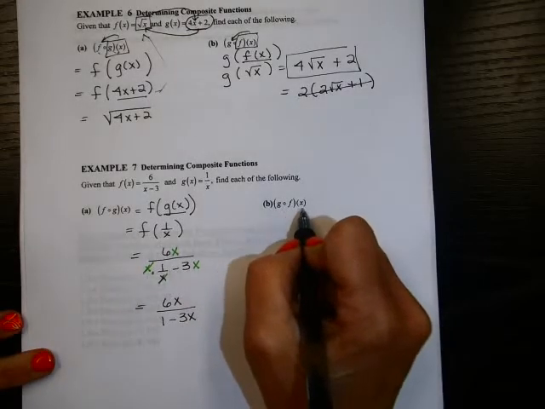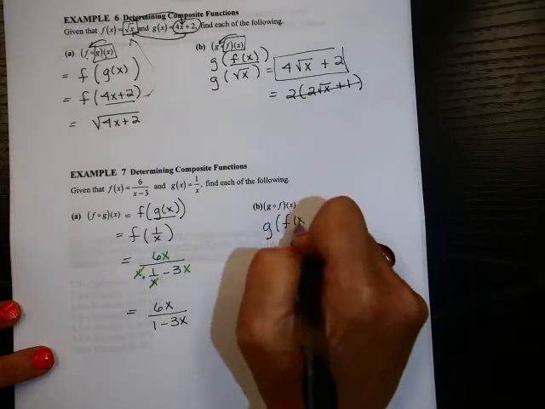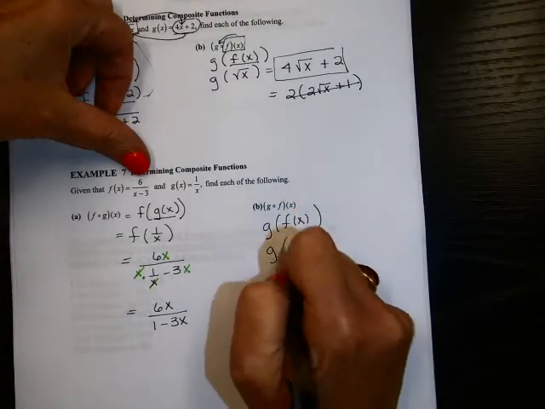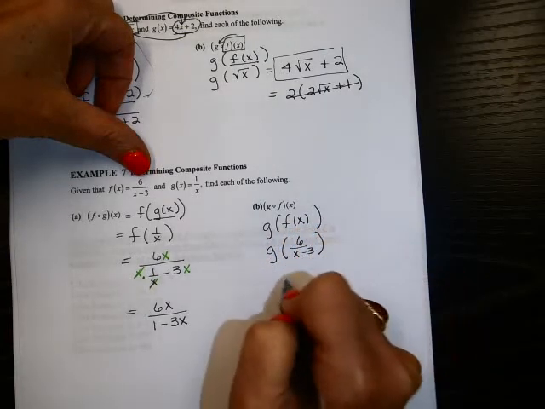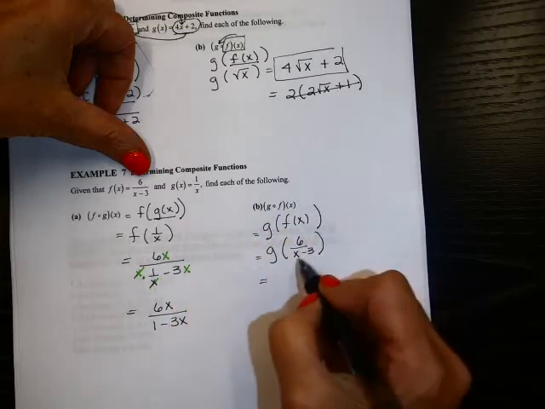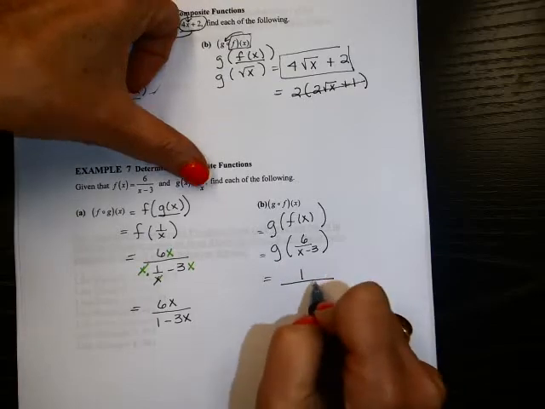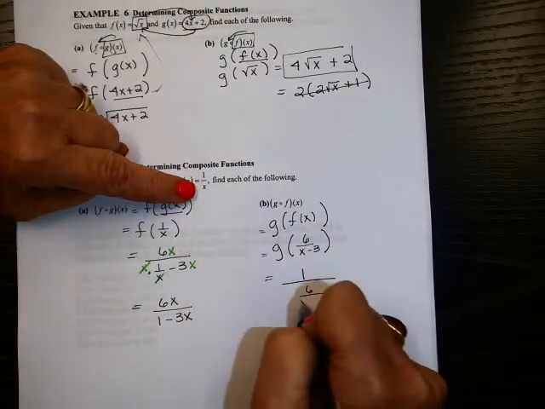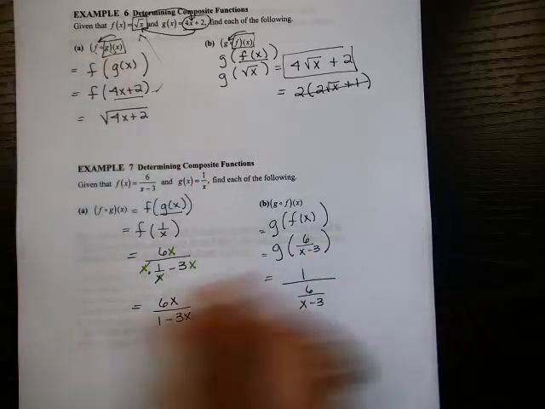On g of f of x, we're taking g of whatever f of x is. So we're taking g, f of x is 6 over x minus 3. So we're going to put that inside of g. In place of the x right here, I'm going to put 6 over x minus 3. And we get another complex fraction.